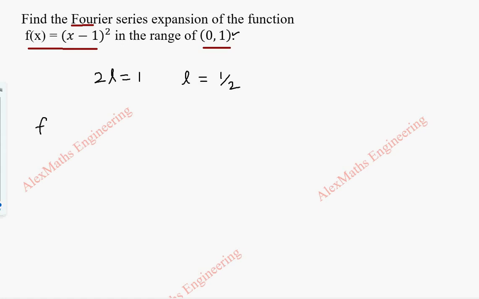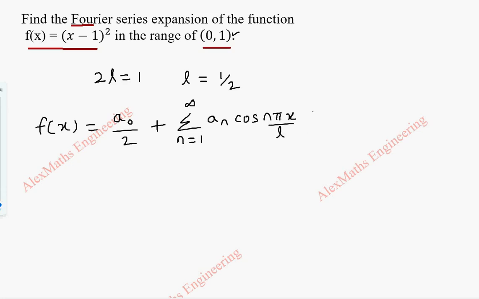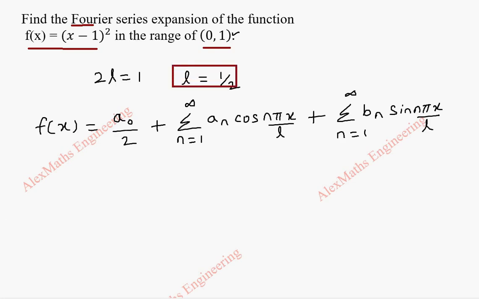Now, the formula for Fourier series is f of x is equal to a0 by 2 plus summation n equal to 1 to infinity an cos n pi x by L plus summation n equal to 1 to infinity bn sin n pi x by L. We got the value of L as 1 by 2, so we're going to replace that.